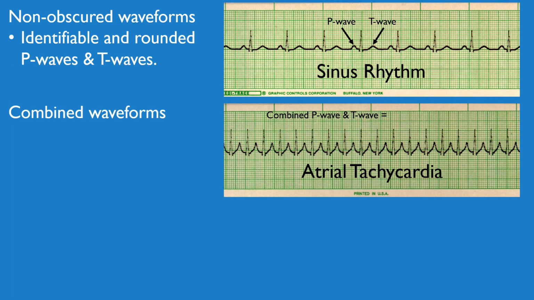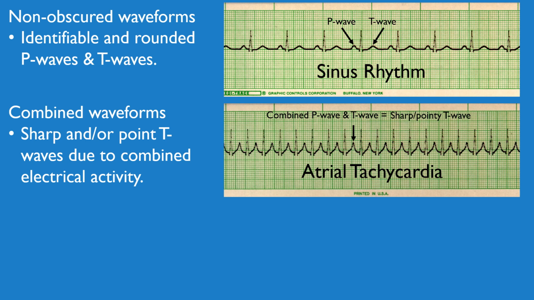The problem that we run into when we have atrial tachycardia, and this is true with any tachycardia, is that many of the waveforms tend to get squished together and they combine together. So when we have a P wave and a T wave that combines together, what typically will happen is we are going to end up with a T wave that ends up with a sharp or pointy morphology. And that's due to the electrical activity of the P wave and the T wave getting combined together and basically ending up with a pointy waveform rather than a round waveform like T waves generally will be.